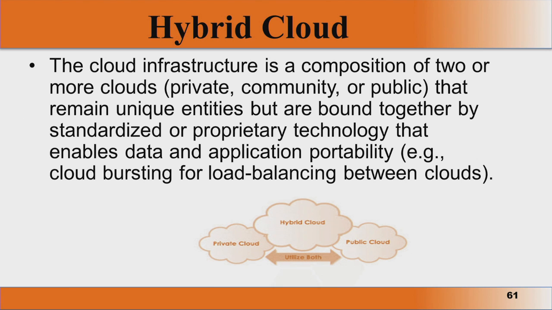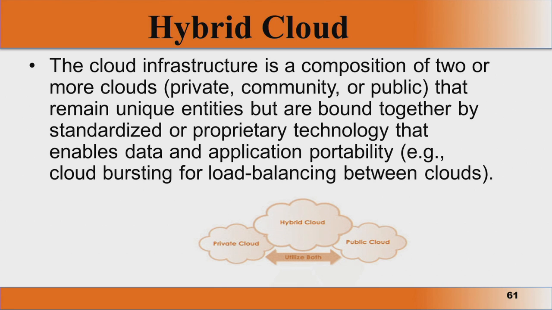So, the next model is the hybrid model. It is a composition of 2 or more of these clouds that we have seen, the private, community or public model. What is so interesting about this hybrid cloud model is that they have some standardization that is based on the different organizations that partake here, but at the same time, what is hybrid about this is how it is different from public.